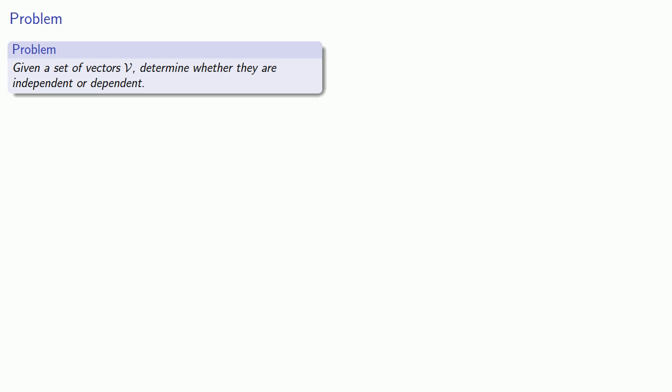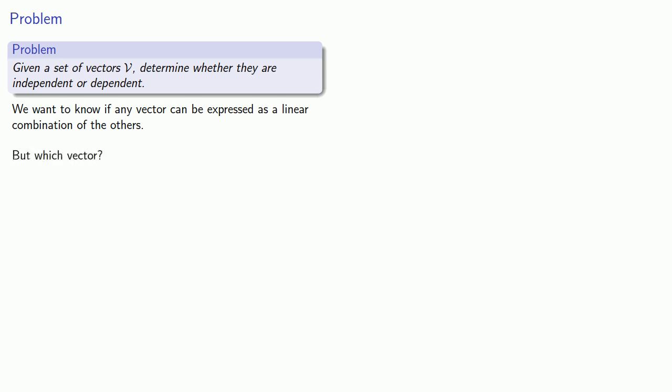And mathematicians are a strange group of people because one of the things that we like are problems. And in this particular case, this concept of independence or dependence raises the following problem. Given a set of vectors, v, determine whether they are independent or dependent. And so the problem then becomes, we want to know whether any of these vectors can be expressed as a linear combination of the others. But which vector? So let's think about that.